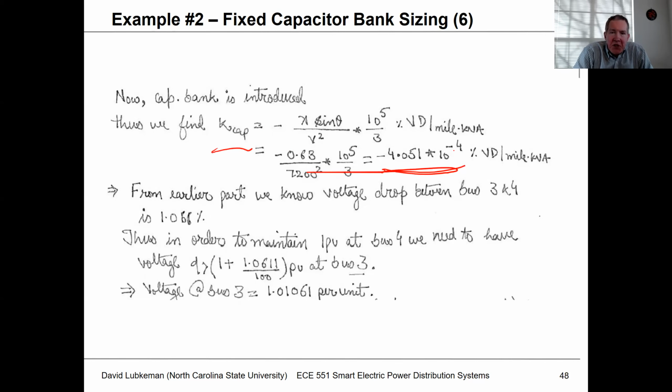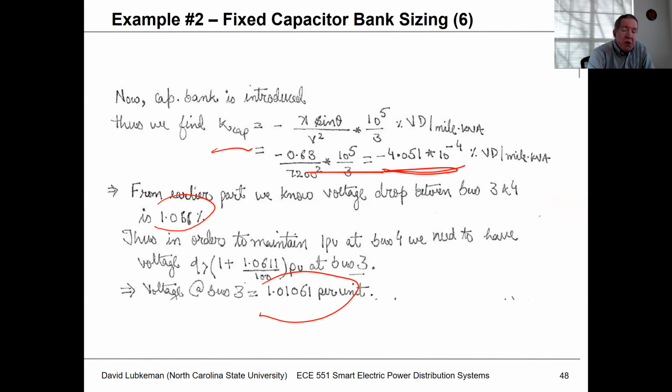And I'm going to apply superposition in this calculation to see what kind of capacitance I need to get the desired boost target. So if I want to have 1 per unit at the load, and the voltage drop on that last segment is 1.066%, then the voltage that I'm going to need at bus 3 is going to have to be 1.01061 per unit.